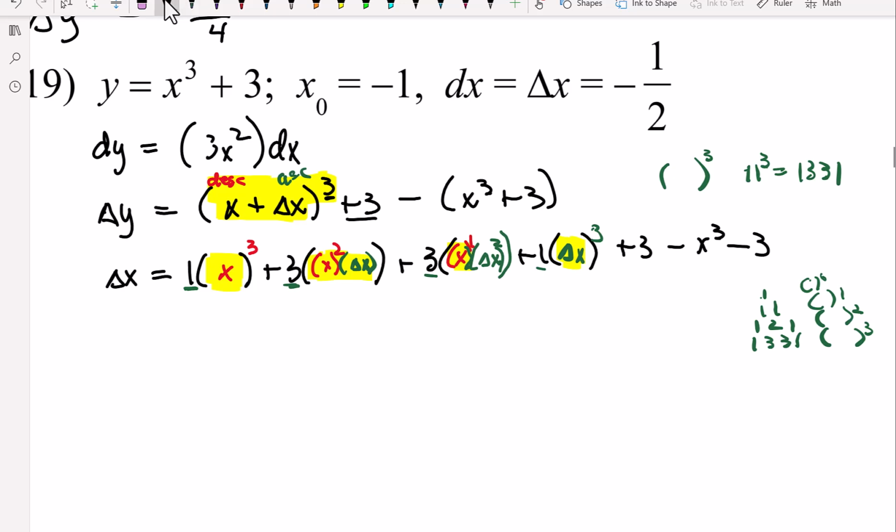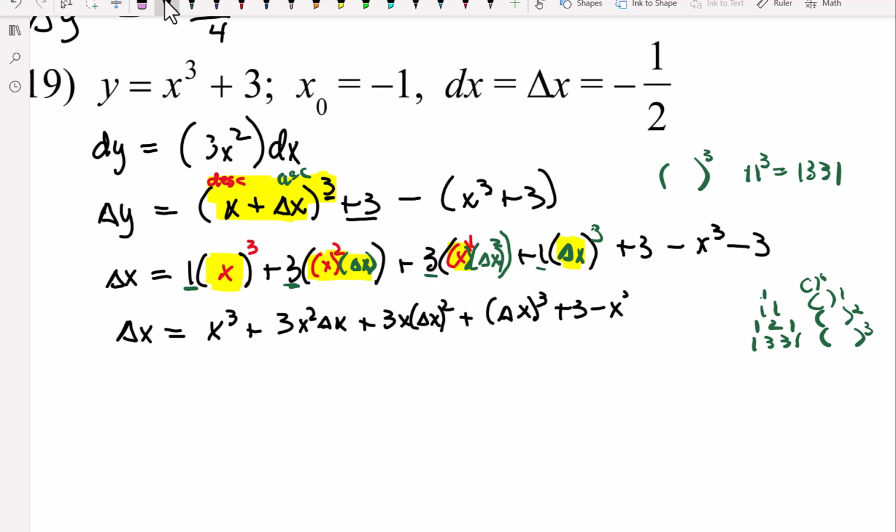Okay, that's a little bit better. All right, so this x cubed is going to cancel with that other x cubed. I'll leave it there for just a second. Then this will be 3x squared delta x plus 3x delta x squared plus delta x cubed plus 3 minus x cubed minus 3.